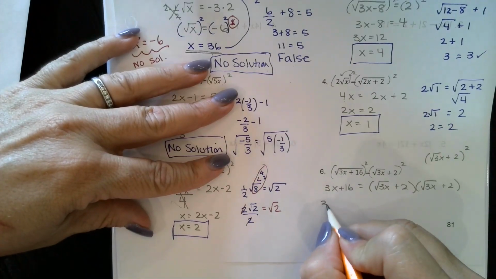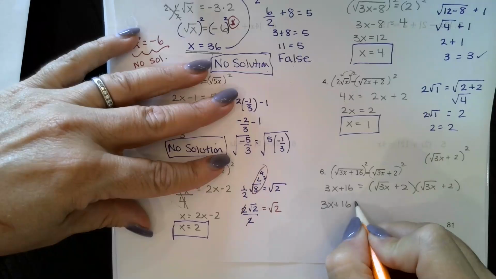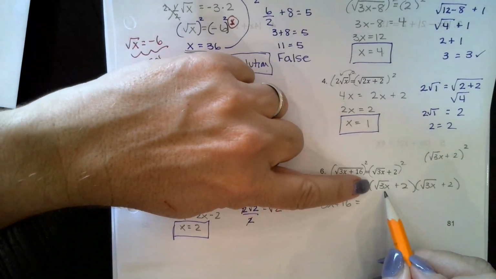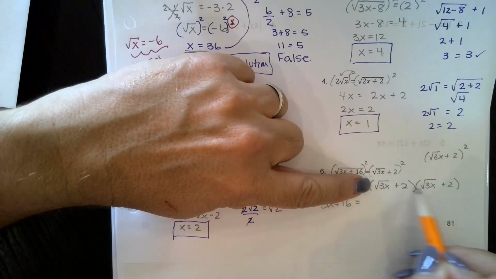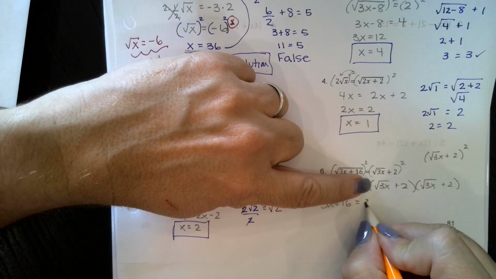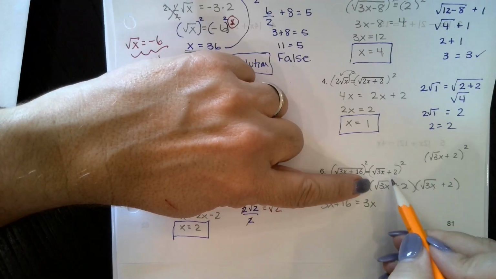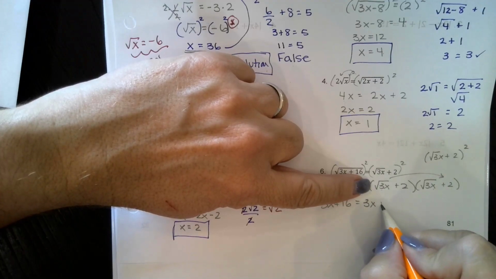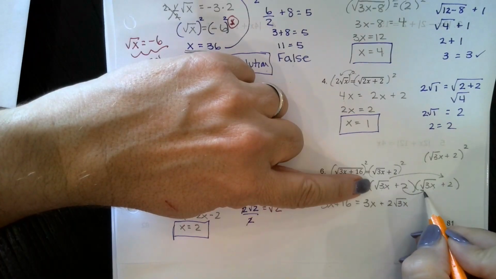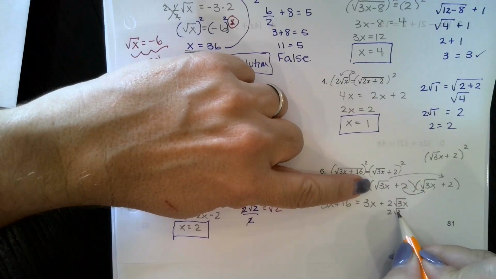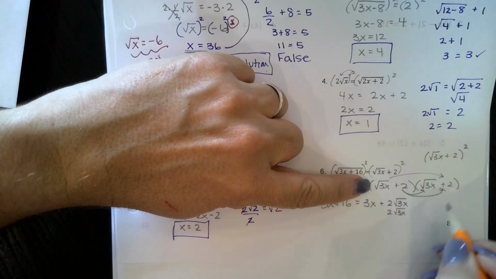So on the left, that's going to stay the same, but on the right, I have to FOIL it. So I have 3x times 3x. As I multiply these two things together, the radical drops, so it becomes just 3x. And then I distribute to the far end, so plus 2 square root of 3x. Then I go to the inside, 2 square root of 3x. And then I go to the outside, plus 4.